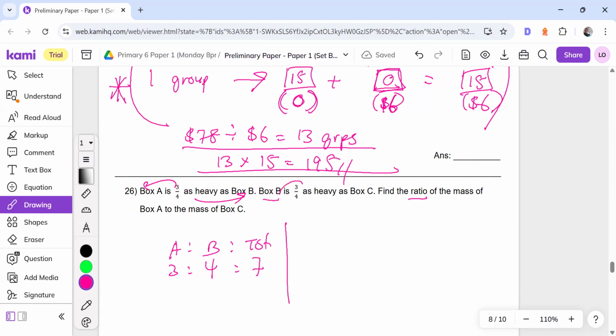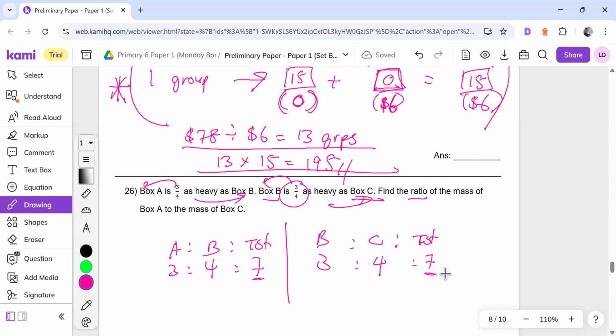Now, box B is 3/4 as heavy as box C. Again, break up the fraction. The numerator is 3. The box B is the 3, and the box C is 4. And then you also have a total. Now, when you write these two ratios, what will happen? Don't get tricked. Don't think that the total is the same.